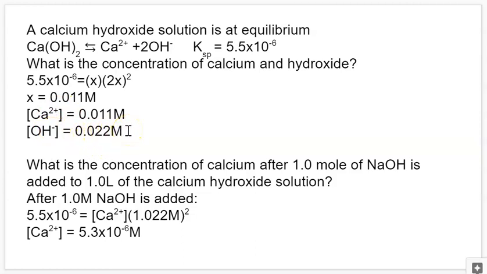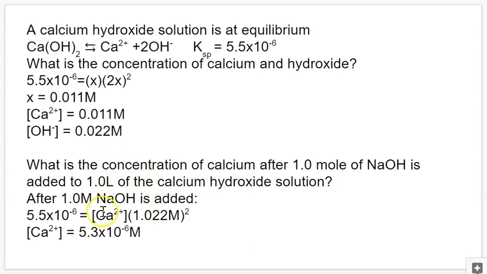0.022 molar. And now we're going to add a more soluble solid. So sodium hydroxide is very, very soluble. And we're adding 1 mole of it to a 1.0 liter solution, which means that we're increasing the hydroxide concentration by 1 molar. So 1 molar plus 0.022 molar is going to be 1.022 molar. This is our new hydroxide ion concentration after the sodium hydroxide was added.